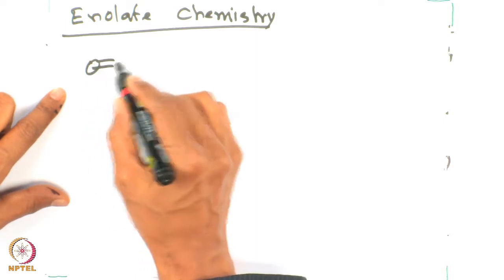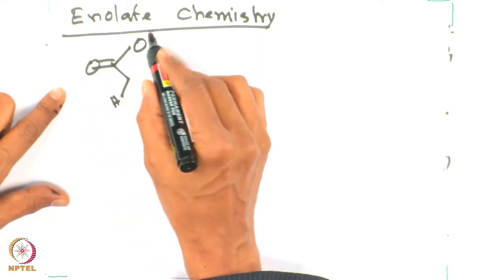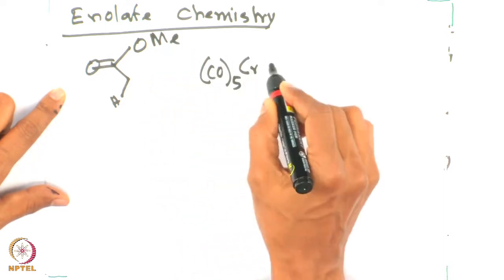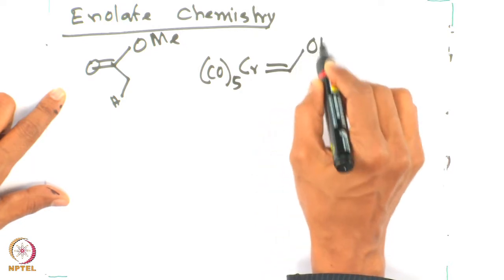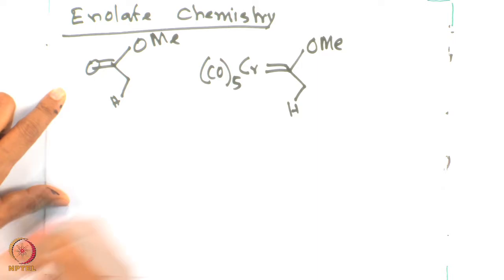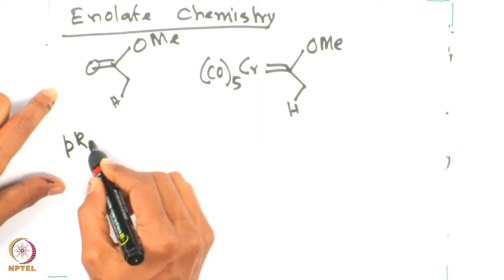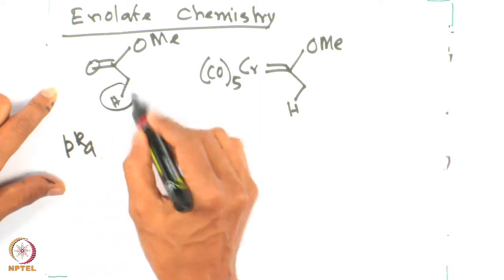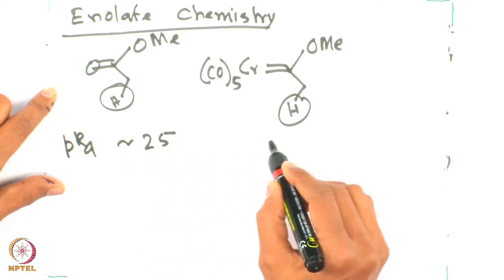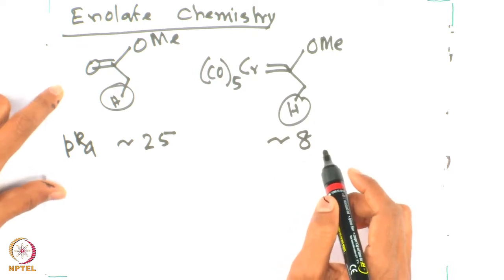What we have, traditional enolate, let us say if you want to compare this ester with chromium pentacarbonyl, this reagent that we get from the Fischer carbene. Now, as you know, the lower the pKa value, the higher the acidity. The pKa of this one versus that one: if this is nearly 25, what is found is nearly 8. That is again very, very exciting.